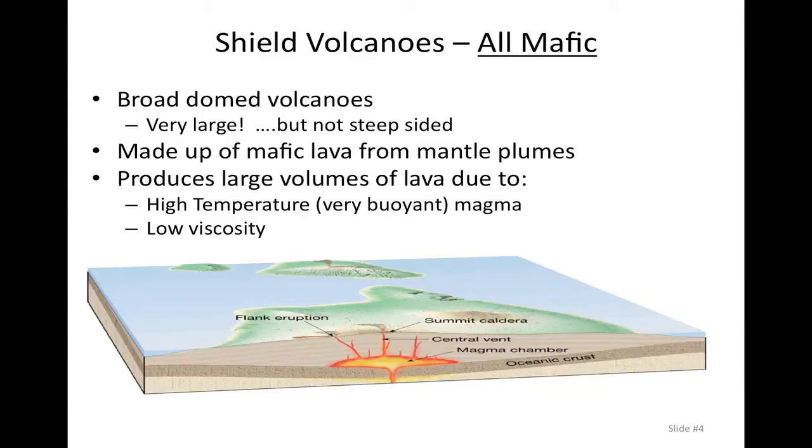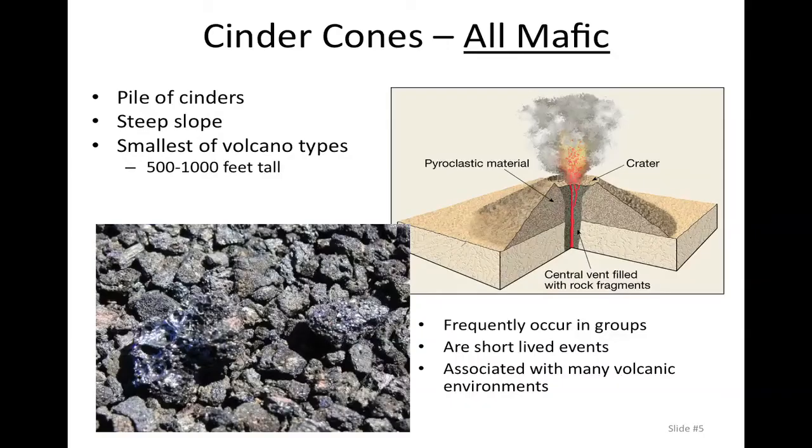Let's go ahead now and talk about the third most common type of volcanic construct, and that is cinder cones. These are also all mafic, and they're steep-sided, but not because they're made of viscous flows, because obviously they're all mafic. In other words, there's no intermediate composition magma, no felsic magma, it's all mafic. So it's made out of very fluid material, but it's made out of a pile of cinders, not out of the flows that we have with the other two types of volcanoes.